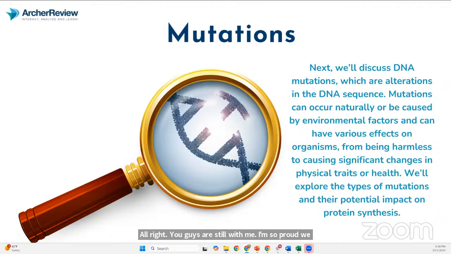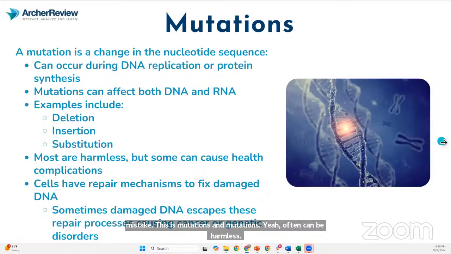Thank you, thank you. We're moving on now to what happens when there's a mistake. This is mutations. And mutations often can be harmless. And then in other cases, they can be very harmful. So we're going to take a look.